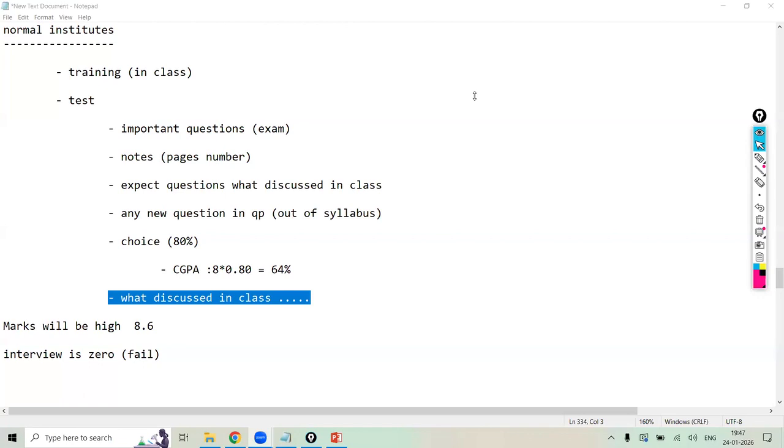Memorize it completely today night, and next day morning write the exam, even an LKG student will write. Logic, how much will apply? Filling the pages is important, filling the brain is important. Point is clear? This is the problem in the normal institute, guys.